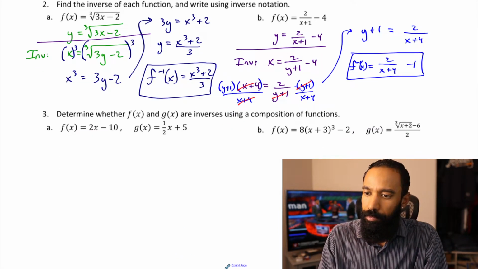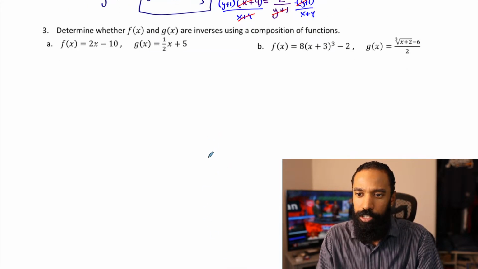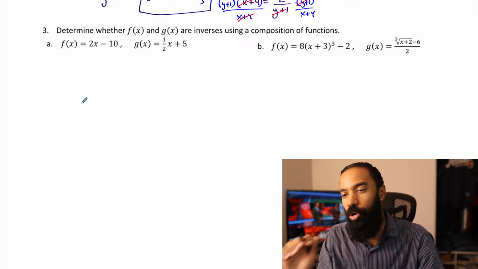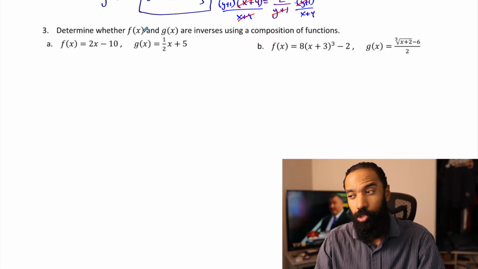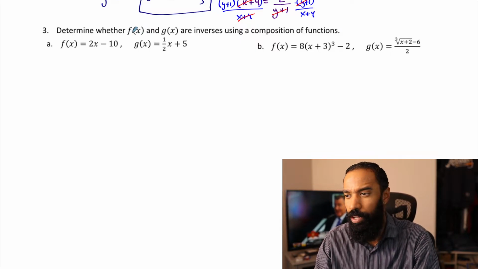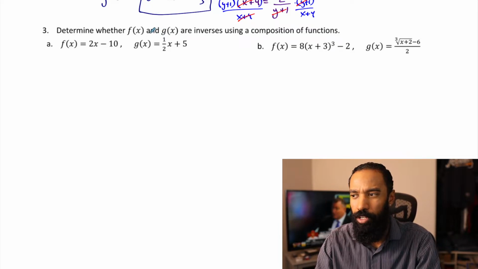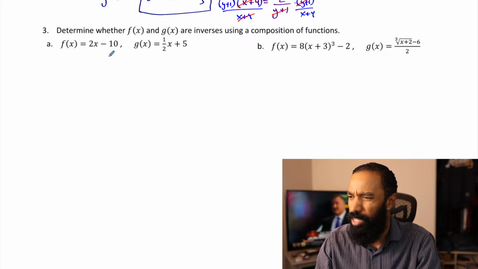All right. Determine whether f of x and g of x are inverses using a composition of functions. So instead of asking you to take its inverse and see if it matches up, we're actually going to do f of g of x and/or g of f of x. I might as well do both for the sake of this video, as long as things clean up well enough. I can see where maybe this one might not clean up in that same vein, doing just one versus the other. We'll take a look.